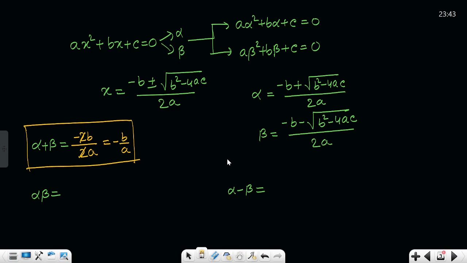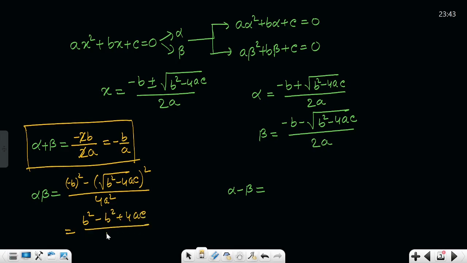Now we will find the value of alpha beta. That is also very simple. Just multiply these two. In the numerator it will be minus b plus root over b square minus 4ac, times minus b minus root over b square minus 4ac. If we apply the formula a plus b into a minus b equals a square minus b square, we can write minus b whole square minus root b square minus 4ac whole square, whole divided by 4a square. So this is b square minus b square plus 4ac divided by 4a square.